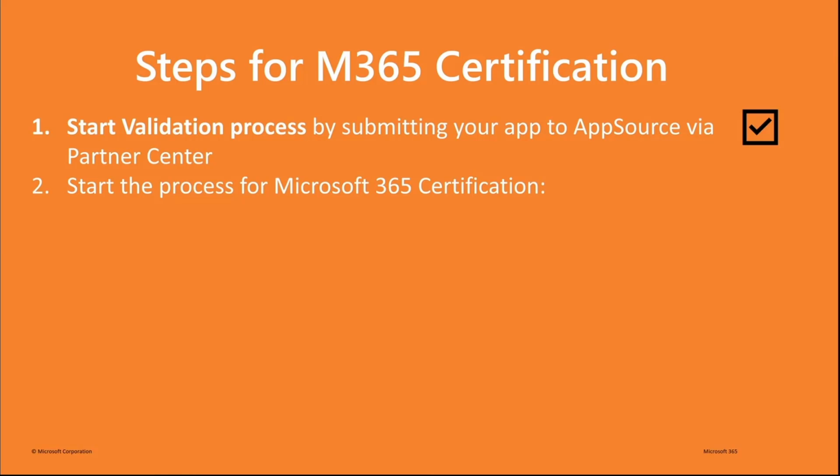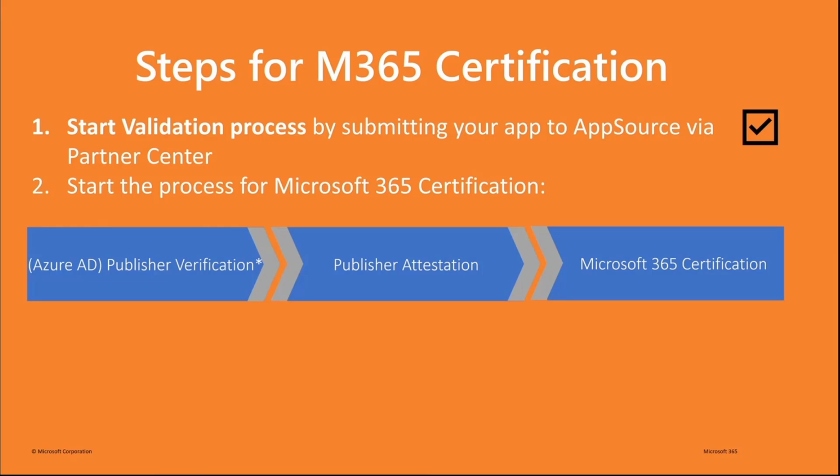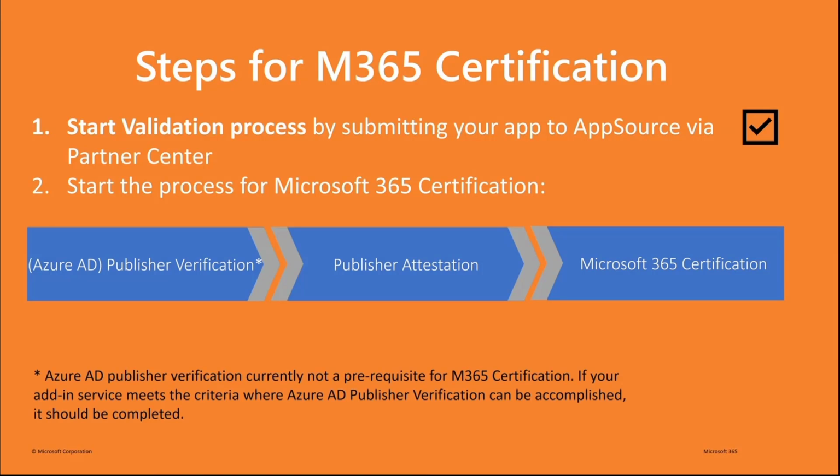So once you've done this validation process, great, awesome. Now you can start working on the process for Microsoft 365 certification, and that is this 3-step process. I'll call out, I have an asterisk on the Azure AD publisher verification. We'll look at this in the next slide, this is not necessarily required right now. If you meet the criteria where this would make sense, you should definitely do it. But as of right now, it's not necessarily required.